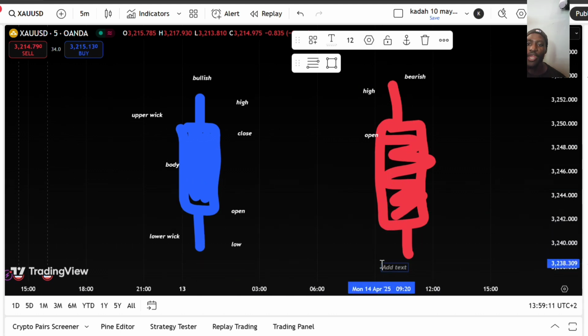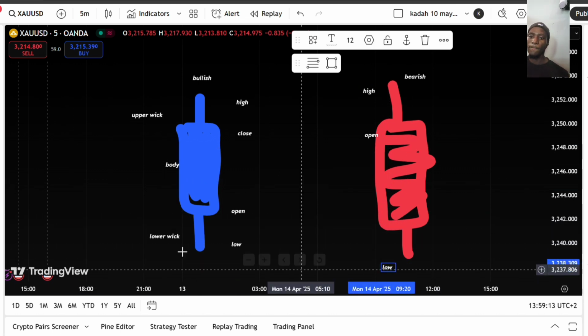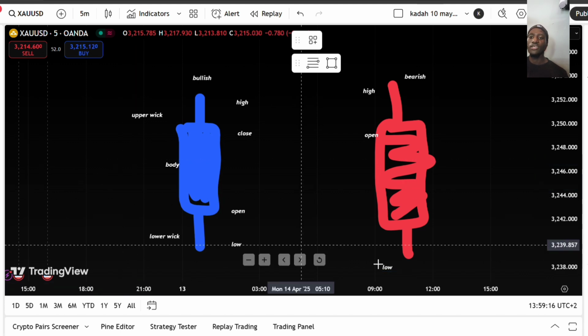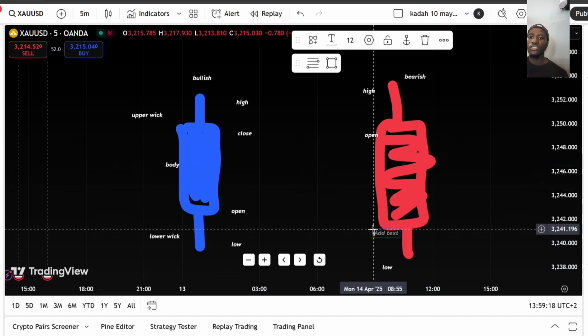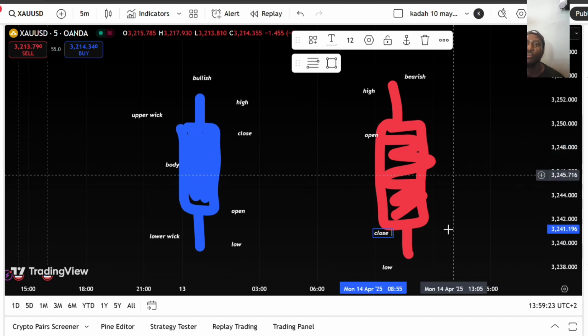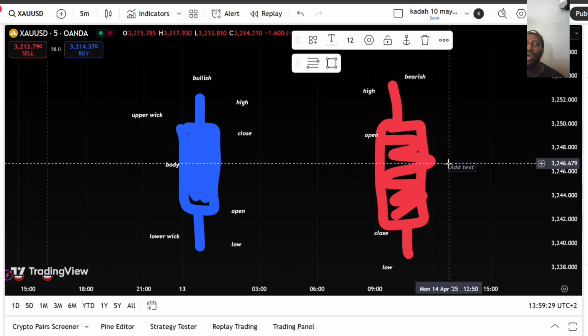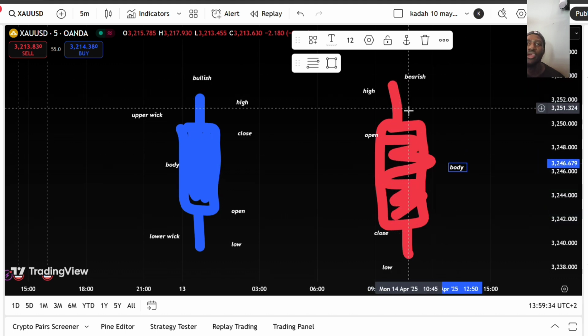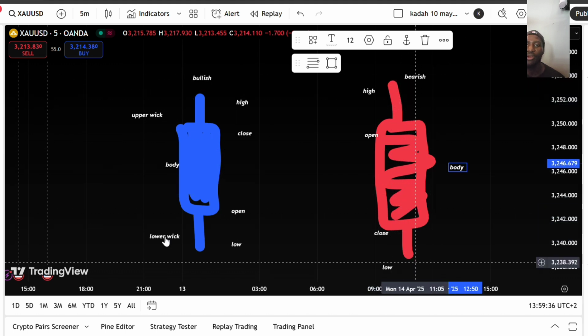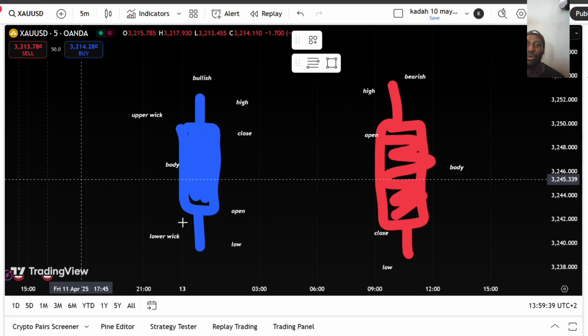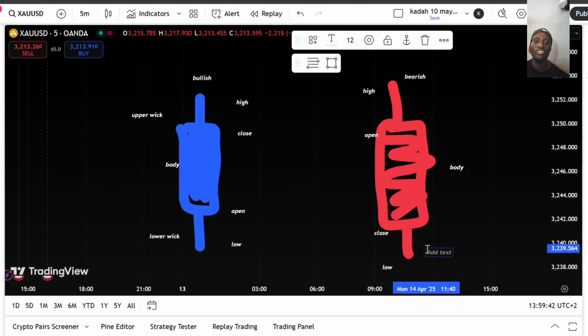Then we have the candle low. Let's write low. Then the last part is the candle close. This is where the price closes. So this is the anatomy of a bearish candle. The colored part is called the body of the candle, just like on a bullish candlestick. That's the upper wick, and let's label the lower wick as well.